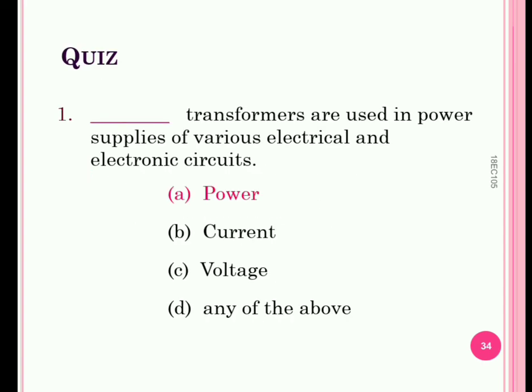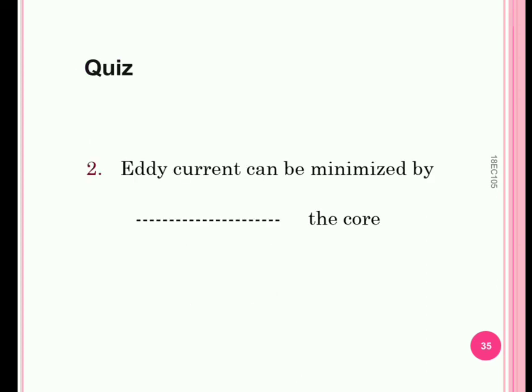That is choice A. Now, eddy current can be minimized by dash in the core. Do you remember? By laminating the core. If you remember well, we are not using a solid material for the core. We are using laminated sheets and using these laminations to achieve the required cross-section area of the core.